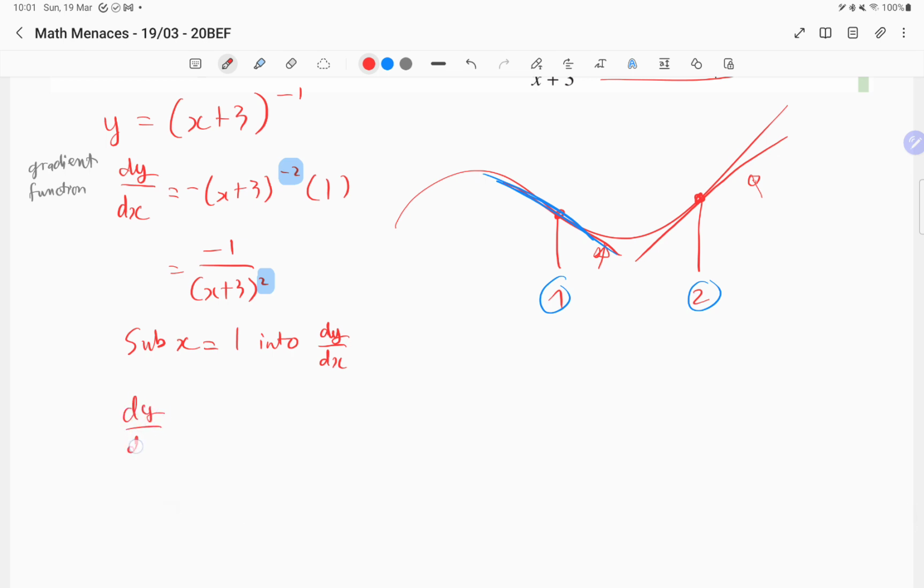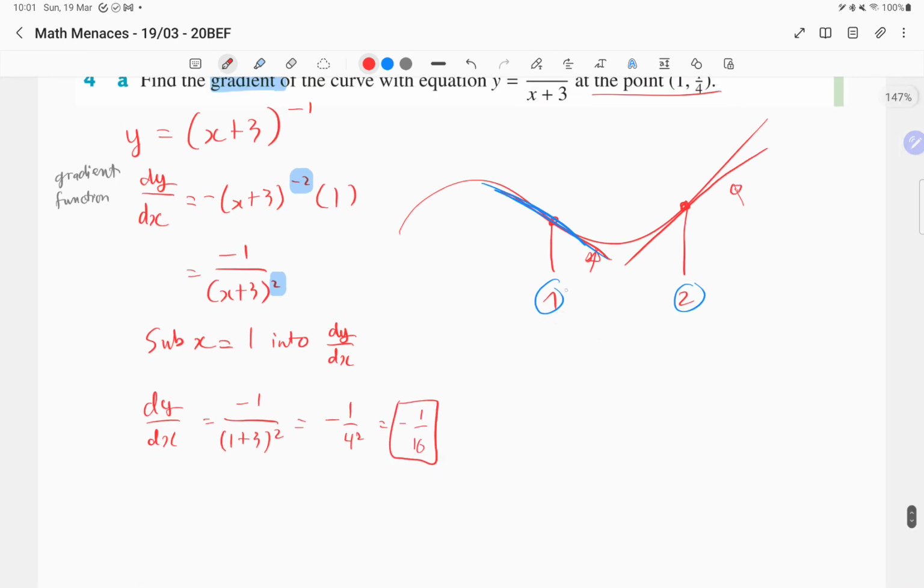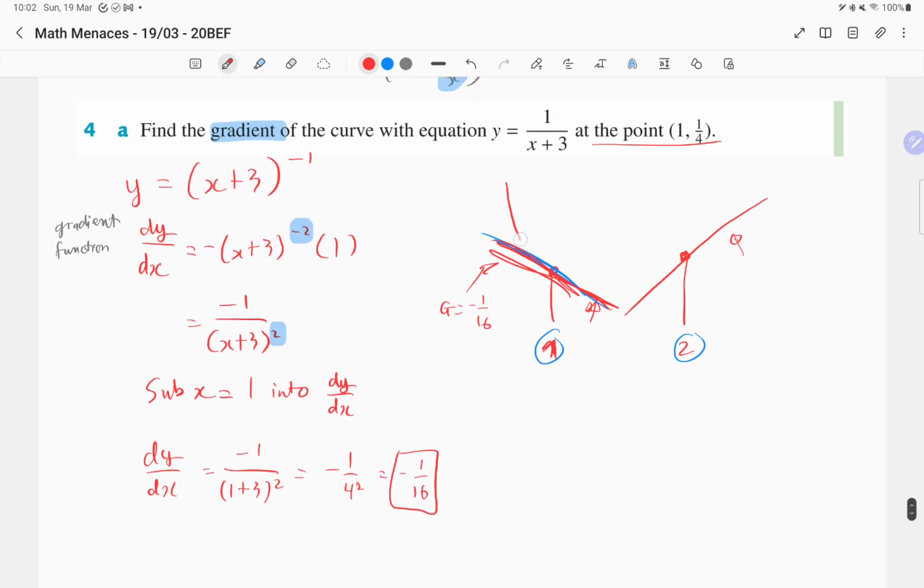So then dy over dx would be equal to minus 1 over (1 plus 3) everything squared, which is minus 1 on 4 squared, which is minus 1 on 16. So it just means that at that point, let's say this is the point where x equals 1, the gradient of that line is going down. It's going down at the rate of negative 1 over 16, because negative means it's going down. Well, technically that's not the graph. The graph actually looks something like this. Okay? That makes sense?